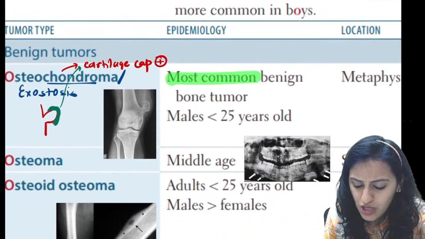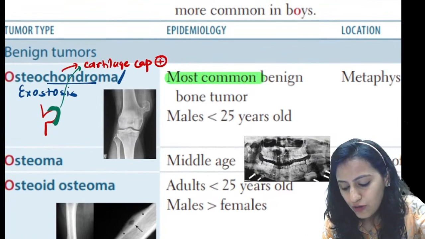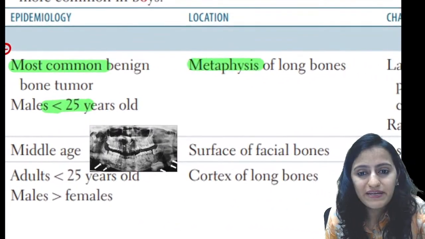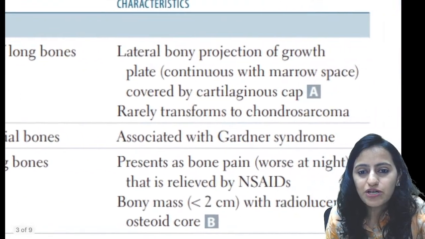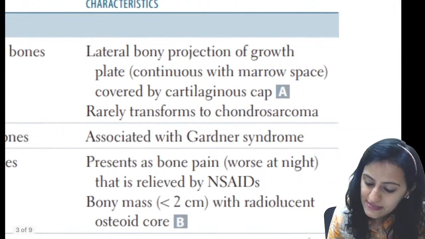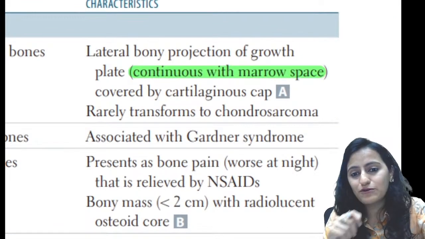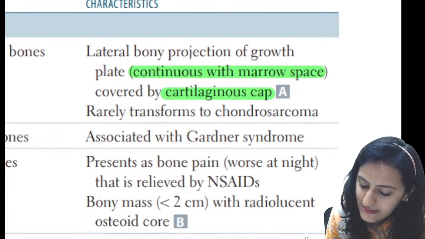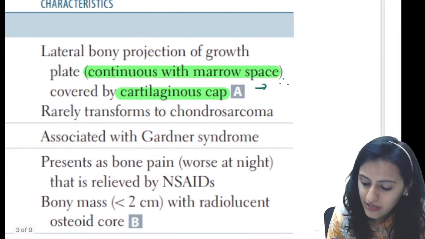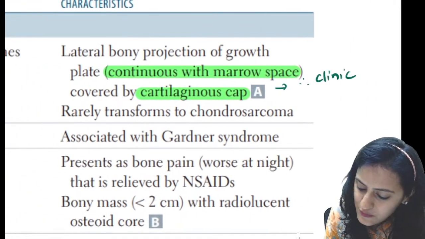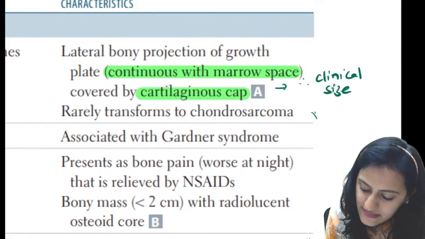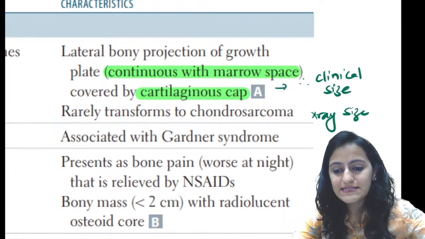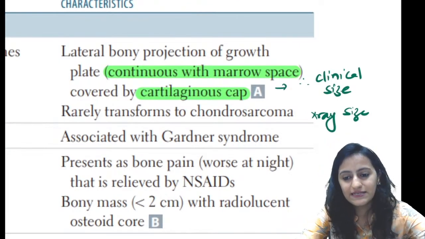This is the most common benign bone tumor and common in young age, less than 25 years. It occurs in the metaphysis of the long bones. So remember that basically this is continuous with the marrow space. It is an outgrowth from the bone and it is covered by a cartilaginous cap. So what do you think? The clinical size of this tumor will be less or more than the X-ray size?